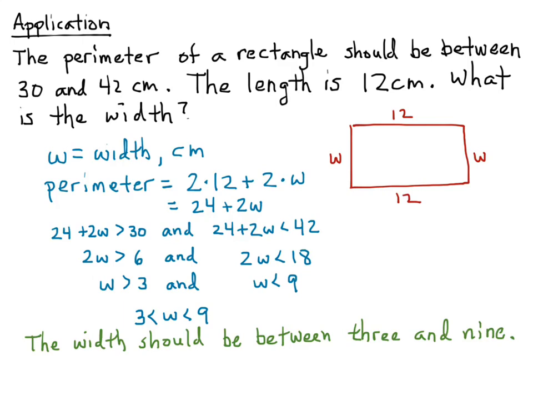Yes? I'm confused. How'd you get 12 on the picture of the rectangle? The length is 12 centimeters. Oh, sorry. That's okay. So, okay, then you find the perimeter by doing 2 times 12. Yeah, you add 12 and 12 and W and W, because it's 2L plus 2W. Okay, so the perimeter is simply the sum of all the sides.